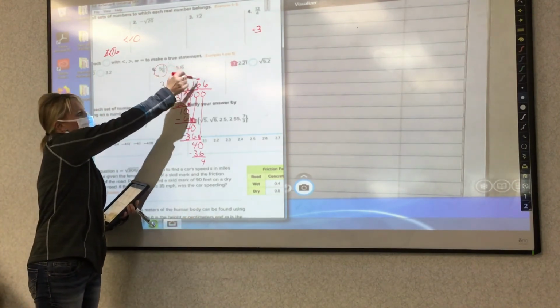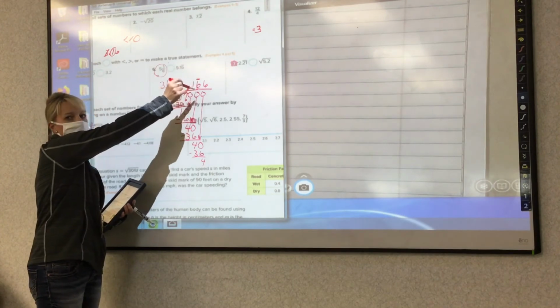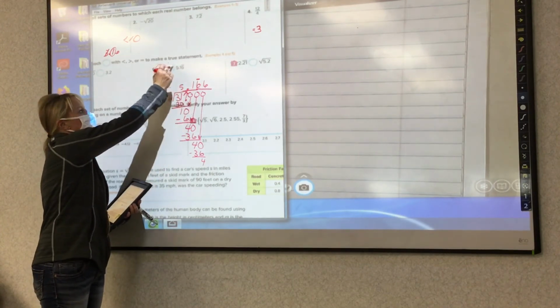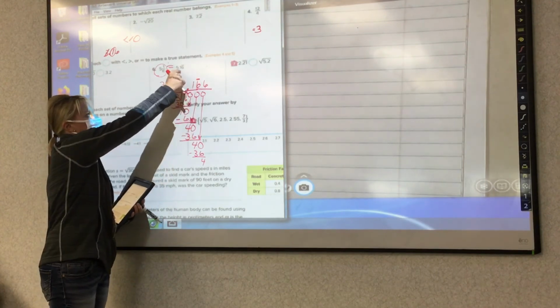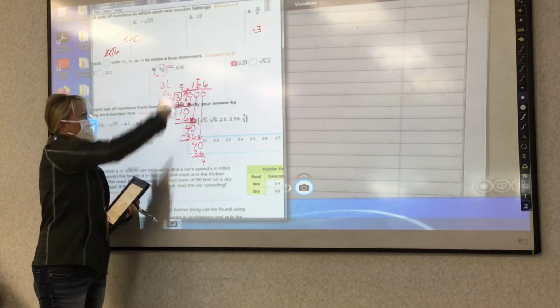So comparing these two numbers, they are what? Equal. Because 5.16 repeated is the same as 5.16 repeated.